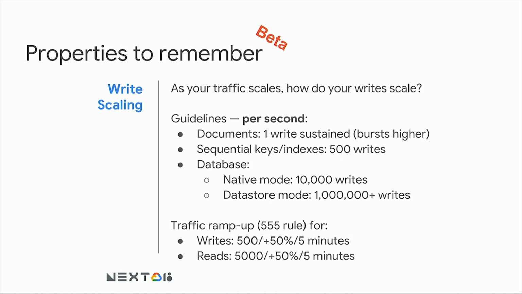When you're using the native mode, we support, at the moment during beta, 10,000 writes per second. When you're in Datastore mode, we support up to 1 million writes per second. And this is around the real-time notification system and whether that's turned on or off. When you're ramping up your traffic, so if you've got large events that are happening, we have a rule that we call the 555 rule, which is starting off at 500 writes per second and growing at 50% every 5 minutes. And for reads, think about 10x that.